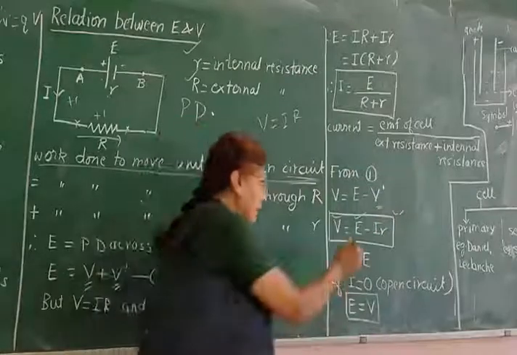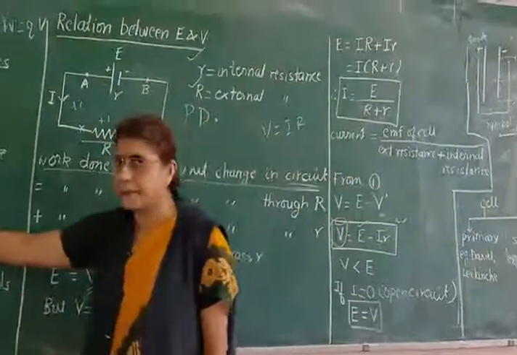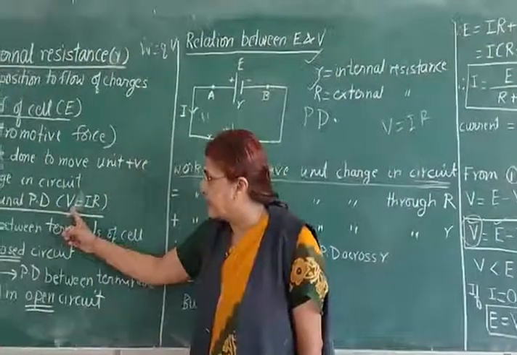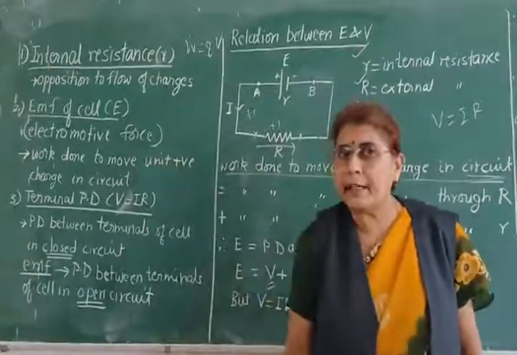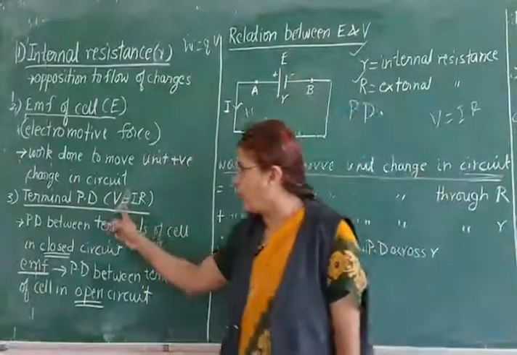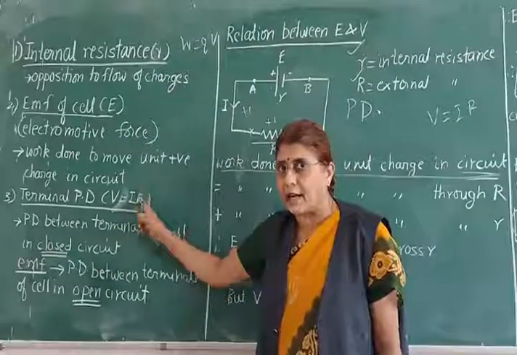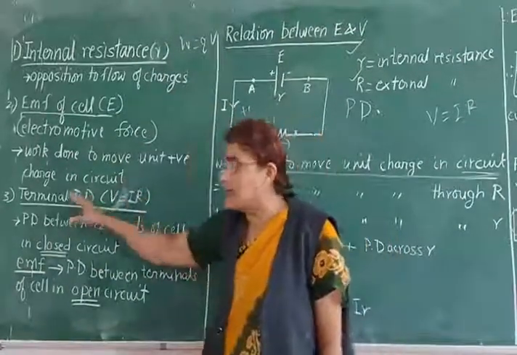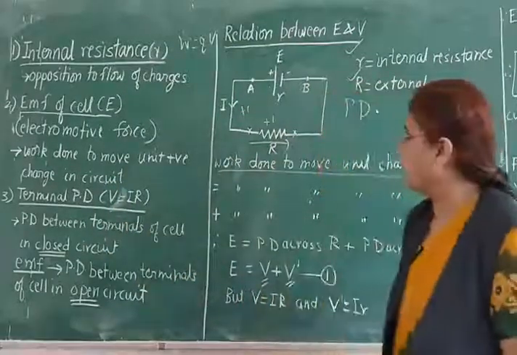Now let us write a name for this term V. I have written it here. V is nothing but terminal PD. Try to understand this term very clearly. V is called terminal PD. The value of V is nothing but I into R, where R is the external resistance. What is terminal PD? Terminal PD is defined like this.